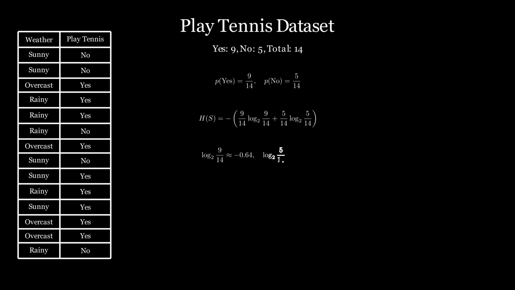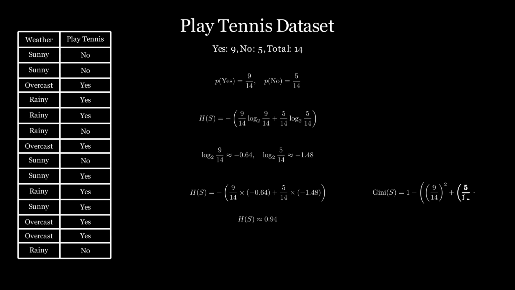Let's compute the logarithms. Log base 2 of 9/14 is approximately minus 0.64, and log base 2 of 5/14 is approximately minus 1.48. Substituting these values, we get, which simplifies to approximately 0.94.